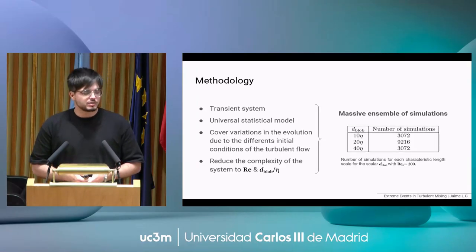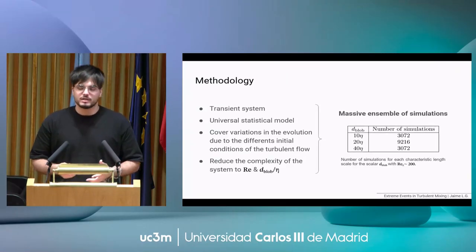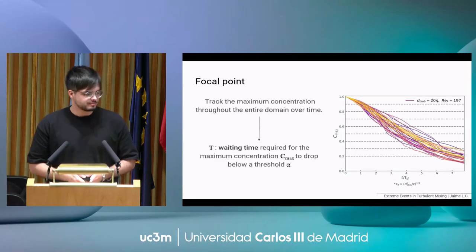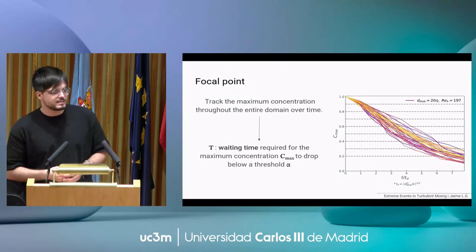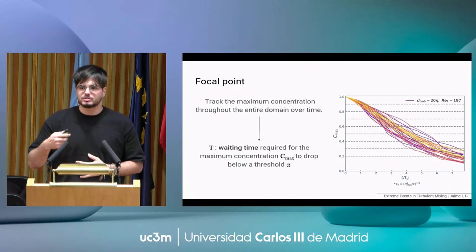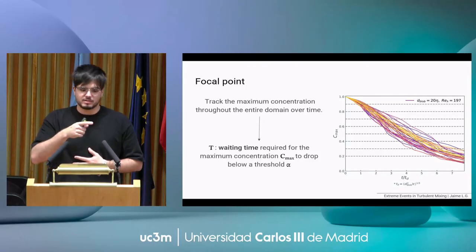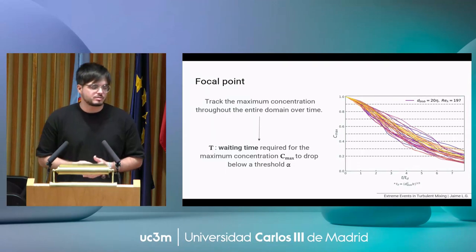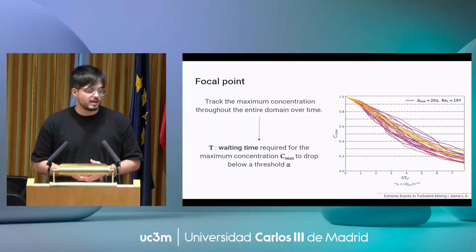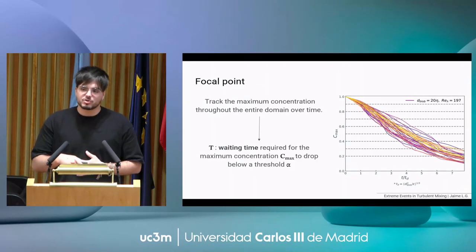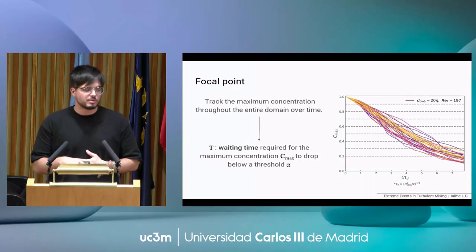So another way to approach this problem is with a massive ensemble simulation. And for the results, we have run around 15,000 simulations. A way of understanding these extreme events, this peak of concentration, is considering the maximum value of the concentration in the entire domain. I mean, here is the temporal evolution. So to track that value, we have defined a variable called the decay time. This is the waiting time required for the maximum concentration to drop below a threshold.